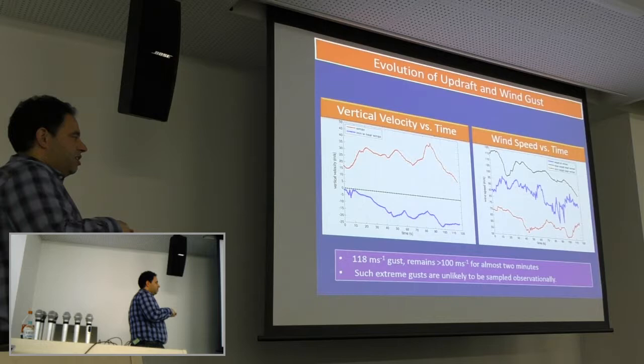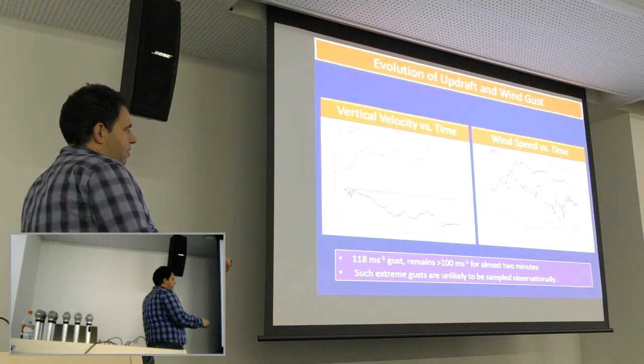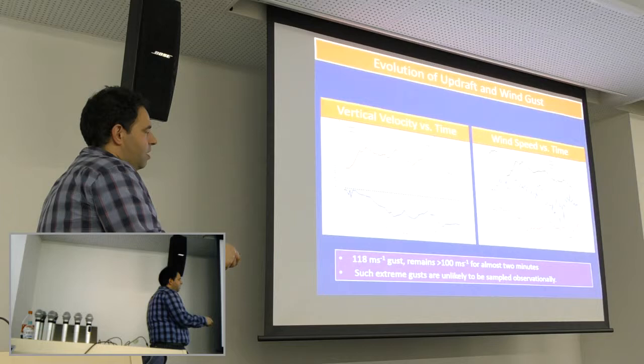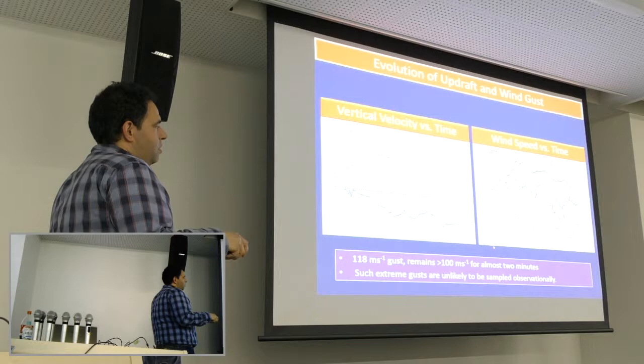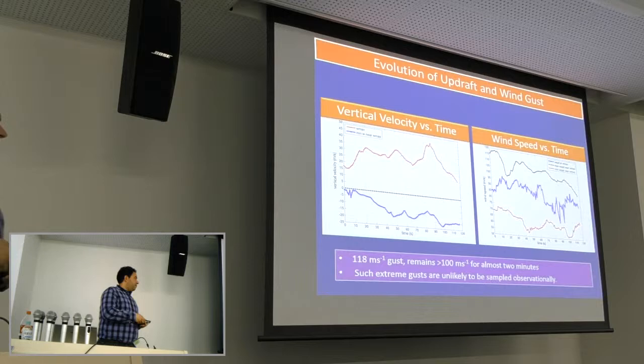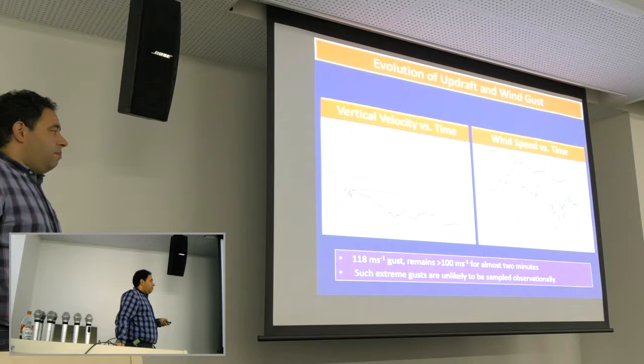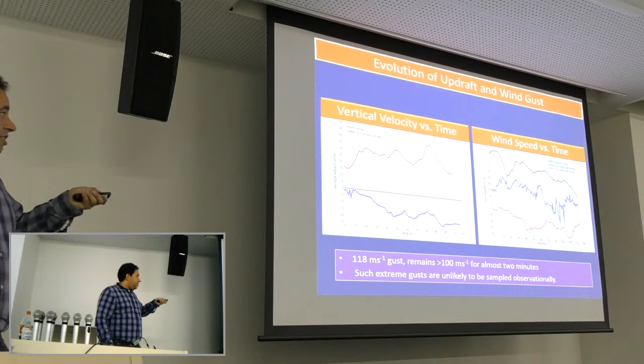And then finally, the blue line is the wind speed at the location of the updraft. And the red line is the minimum wind speed within 500 meters of the updraft. And so at the same time that you have wind speeds of 110 meters per second, you also have wind speeds as low as 55 meters per second, all within about 500 meters of each other. So that's just associated with that very intense vertical vorticity. So you have just an incredible amount of spatial variability in the wind speed. And this is a 118 meter per second wind gust.